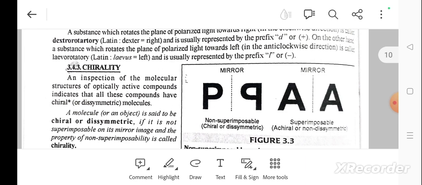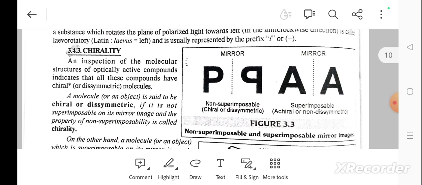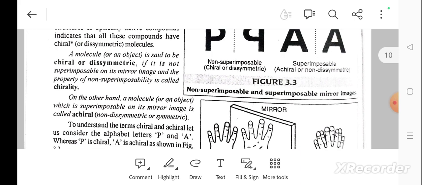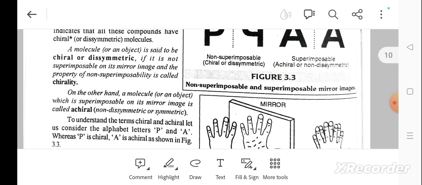3.4.3 Chirality. An inspection of the molecular structure of optically active compounds indicates that all these compounds have chiral molecules. A molecule is said to be chiral or dissymmetrical if it is not superimposable on its mirror image, and the property of non-superimposability is called chirality. On the other hand, a molecule or an object which is superimposable on its mirror image is called achiral, that is, non-dissymmetrical or symmetrical.